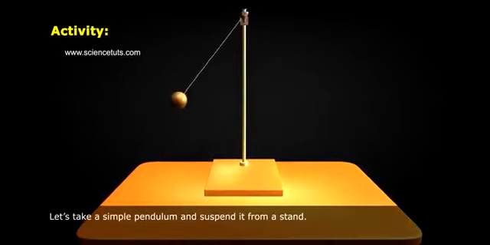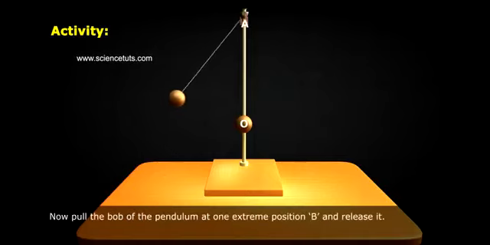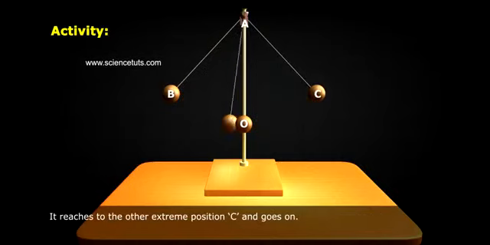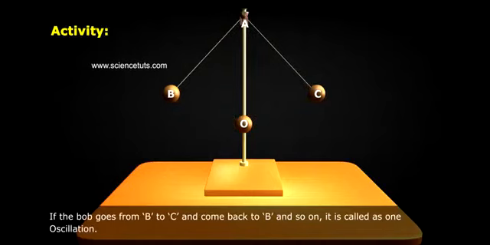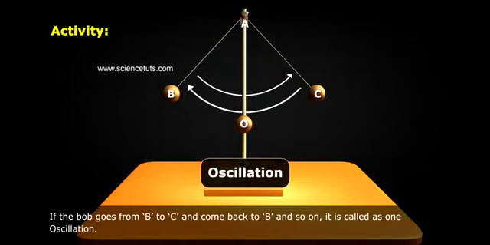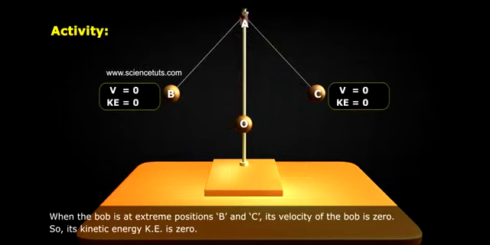Activity. Let's take a simple pendulum and suspend it from a stand. The normal position of the simple pendulum is noted as OA. Now, pull the bob of the pendulum to one extreme position B and release it. It reaches the other extreme position C and goes on. If the bob goes from B to C and comes back to B and so on, it is called one oscillation.